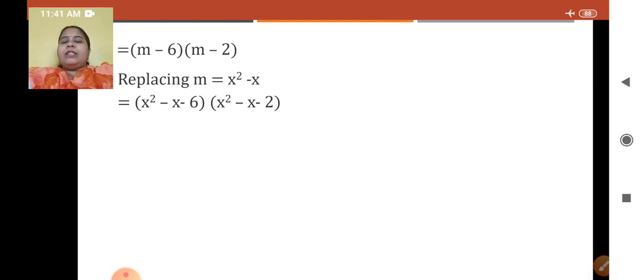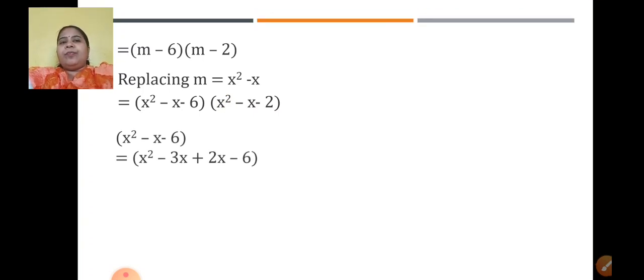Now at this step, if the given factors what you have got in this form, x square minus x minus 6, x square minus x minus 2, can be further factorized, you have to still factorize it. Now these questions are a little bit lengthy. If it comes in the exam, it might come for 3 marks.